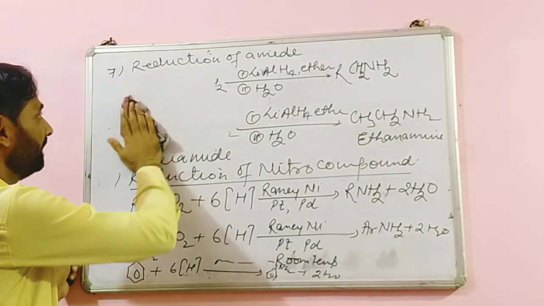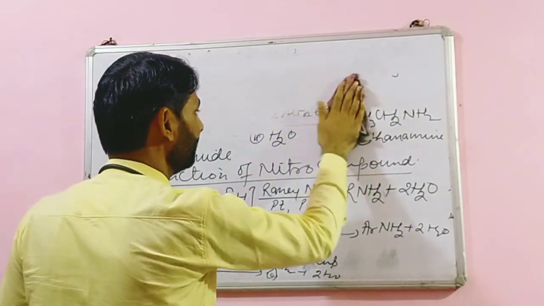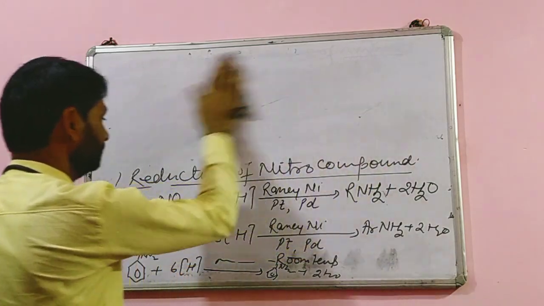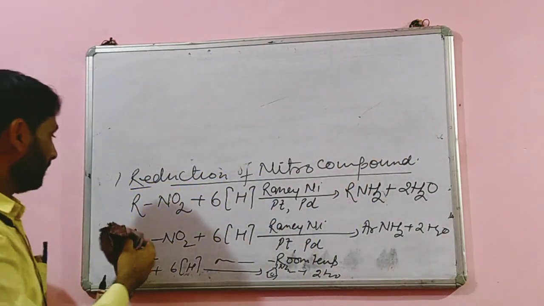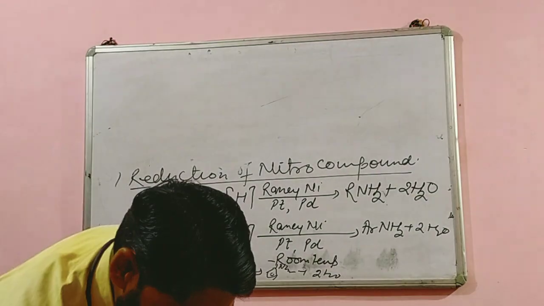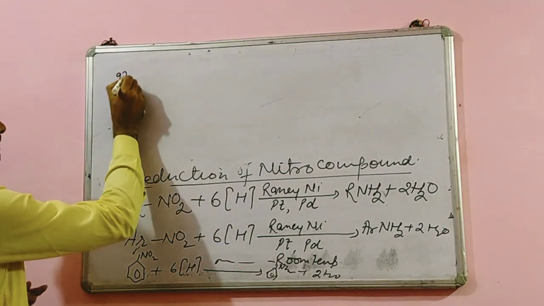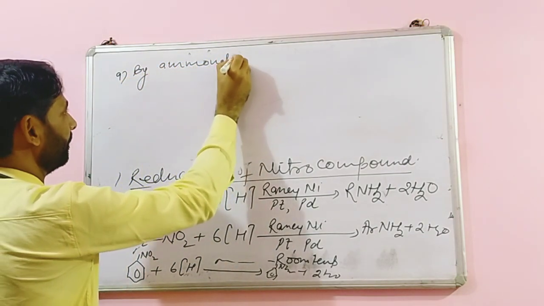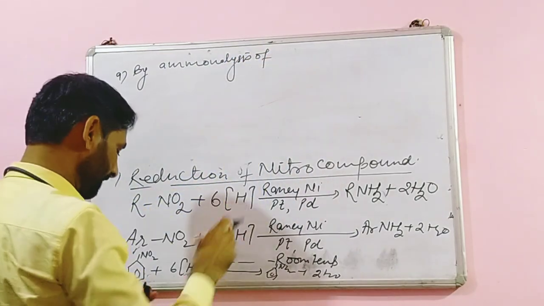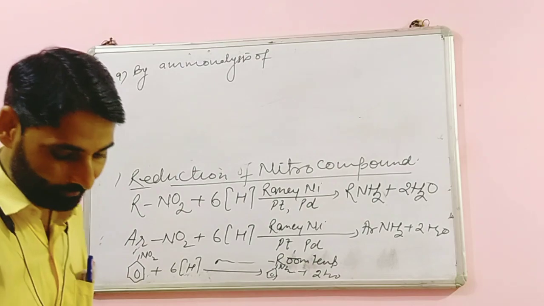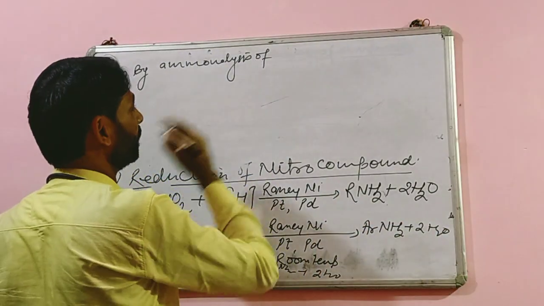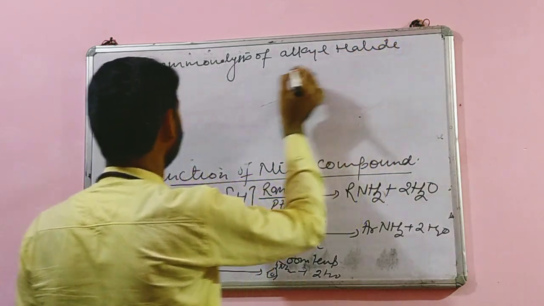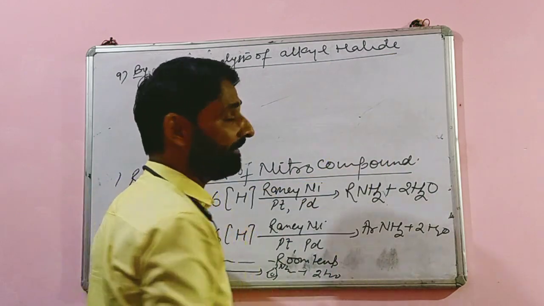Now the last method by which we can prepare amines. So all of you pay attention and try to understand. The next, ninth process, is by ammonolysis of alkyl halide. Listen carefully, by the ammonolysis of alkyl halide.